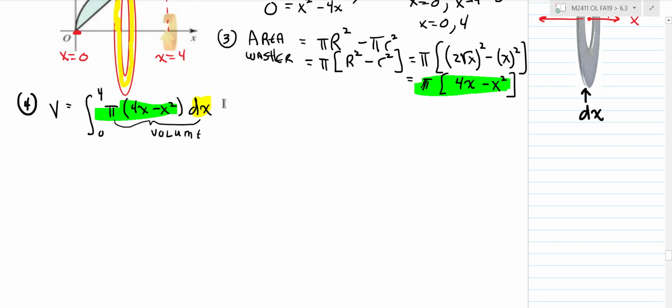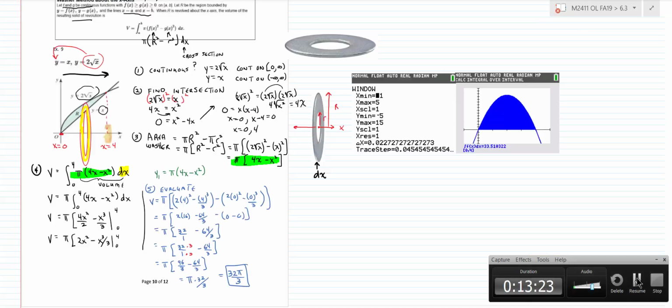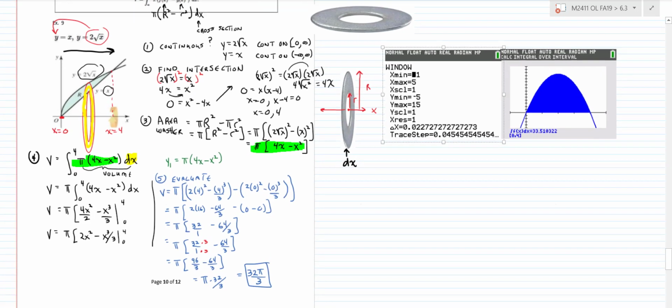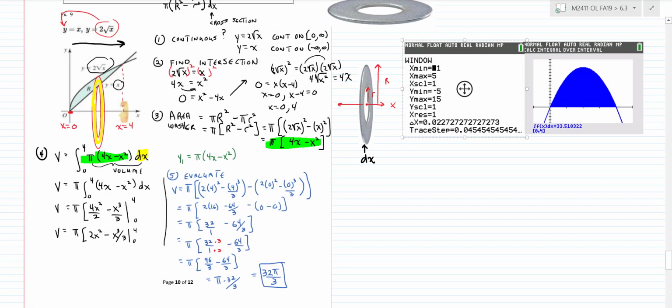The other thing I would recommend before you resume the video is to graph this on your calculator. Just go to Y1, set up a good viewing window, and do your numerical integration to see if your answer turned out to be correct. Go ahead and pause, and we'll see how you do. So 32 pi over 3 is what you should have gotten. Check over your work and make sure you got everything correct. If you made any mistakes, get them corrected.